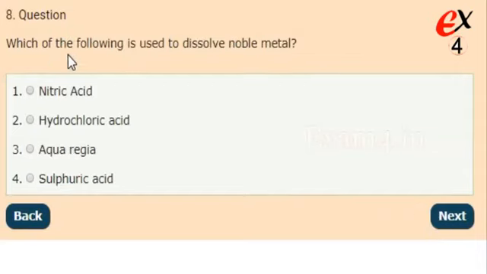Next. Which of the following is used to dissolve noble metal? Options: nitric acid, hydrochloric acid, aqua regia, sulfuric acid. Answer is option 3, aqua regia.